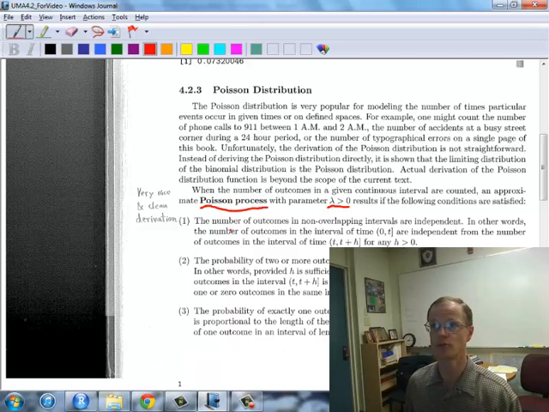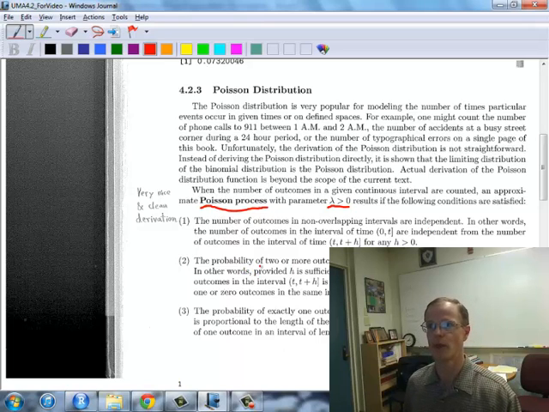So the first one is your scenario has non-overlapping intervals that are independent. I'll talk about the possible cases in a little bit, but for now you could think of it as time. Given a span of time, each fixed interval can be broken up separately, and the number of events in the first interval is independent of the number of events in the second interval.